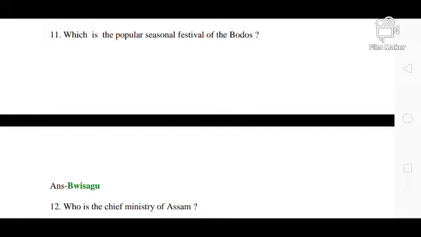Next, which is the popular seasonal festival of the Bodos? Which is the popular seasonal festival of the Bodos?